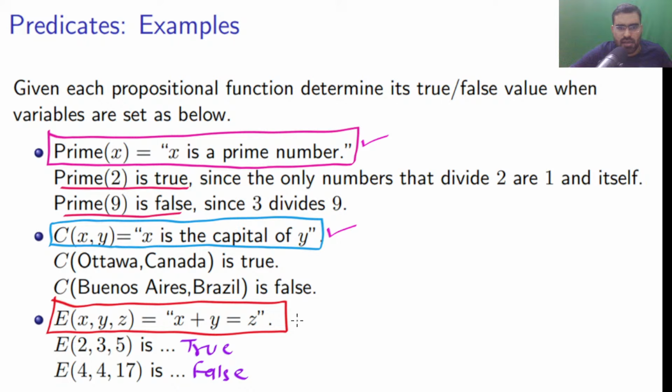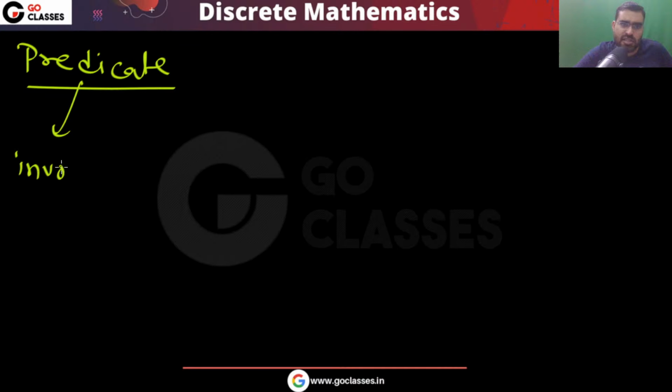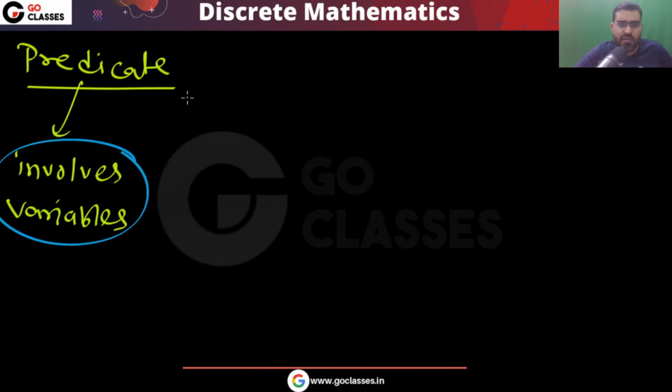So is this idea clear to everyone? Tell me, is this idea clear to everyone that in a predicate, this is actually an important point. That is the reason I am telling you this with multiple examples. So this predicate becomes a proposition, correct? This predicate involves variables. There are variables in this. So this predicate involves variables.